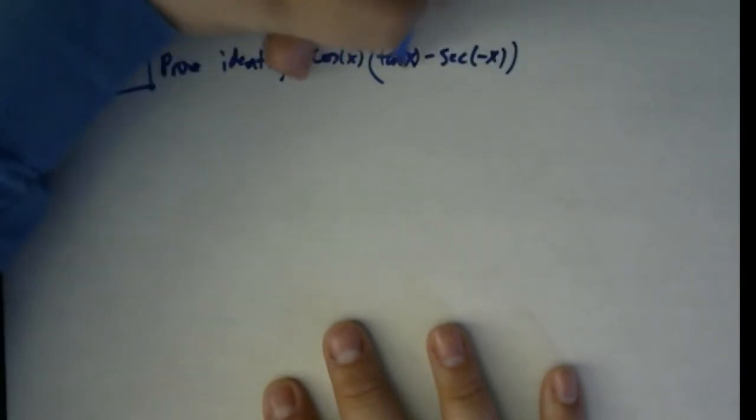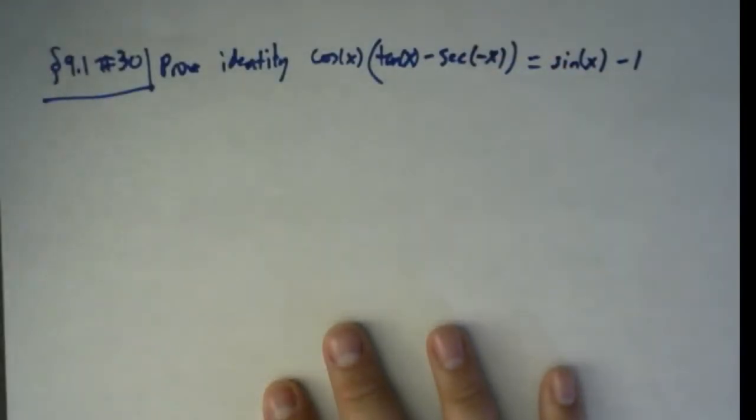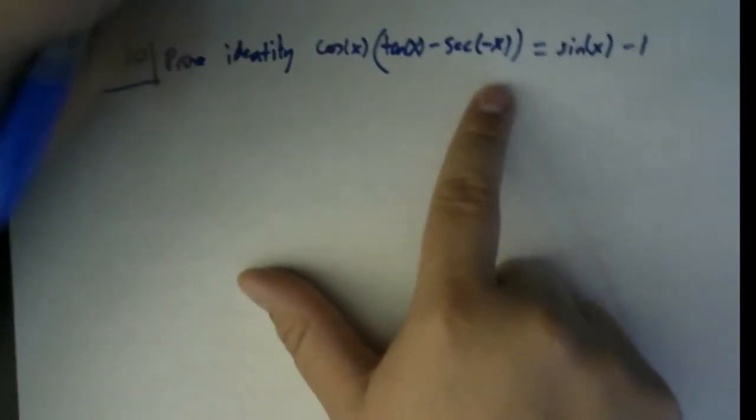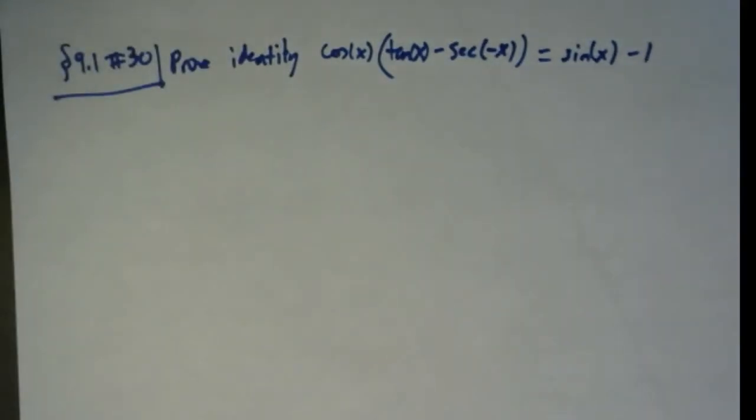Now, how does this go? So it says prove the identity, and they give you this equation: cosine x times tangent x minus secant of minus x, and then there's your equal sign, and then you get sine x minus 1. Now what they're claiming here is that the left-hand side and the right-hand side are identical. In other words, no matter what x I plug in, I get the same exact number out from both sides.